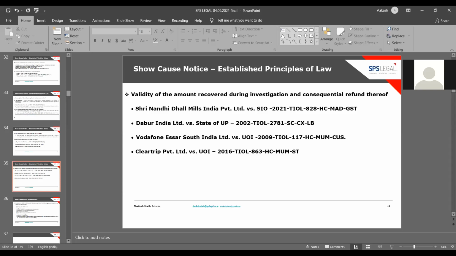And here, these principles are laid down. Nandi Dal Mills is a very important judgment, rendered in the context of GST law. Though the principles discussed have more or less been the same for decades now, the important thing for all taxpayers and tax professionals to take note of is this: there is no compulsion, no obligation in law on the part of the SSE to make the payment of tax during investigation if he does not agree. And there are enough safeguards, also provided in law, against such illegal recovery.